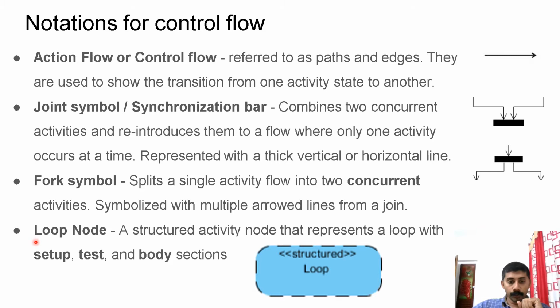Next thing is loop node, a structured activity node that represents a loop with setup, test and body. So like this dashed rounded rectangle, you can represent a loop. Within that there will be different partitions to represent the setup, test and the loop body. We will see an example.